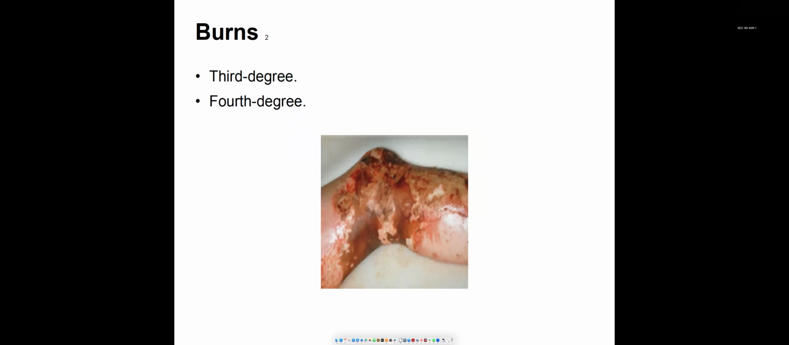Third degree is full thickness, so it destroys the epidermis, dermis, and deeper tissues, often appearing pale initially due to nerve damage, and it requires certain types of skin grafting. Fourth degree extends into the muscle, bones, and deep tissue. These can be very dangerous because they can cause infections not only of the blood, but also of the connective tissue.